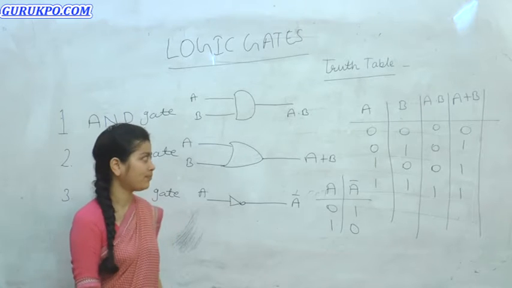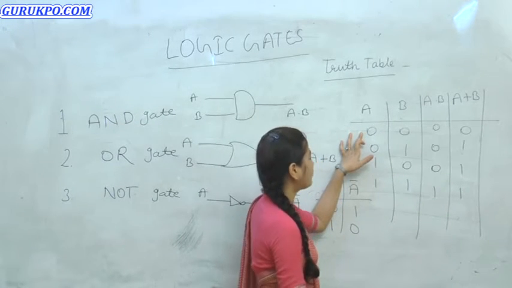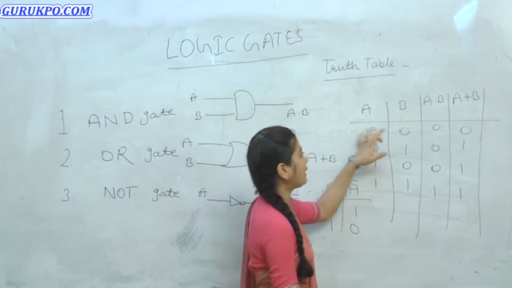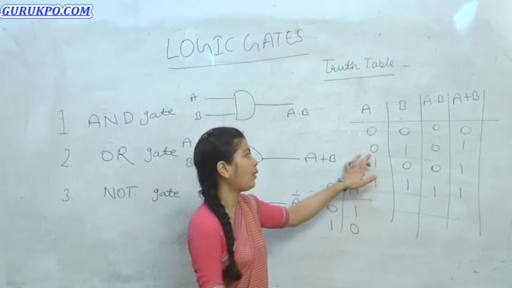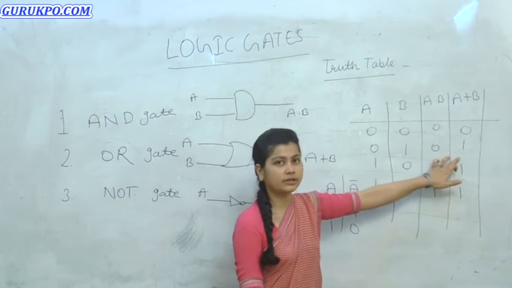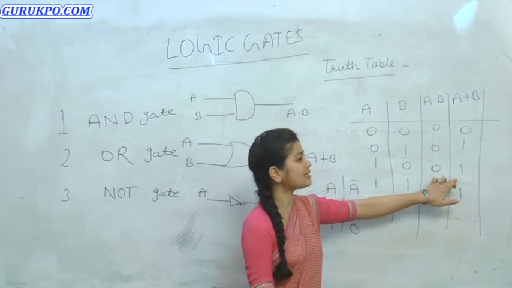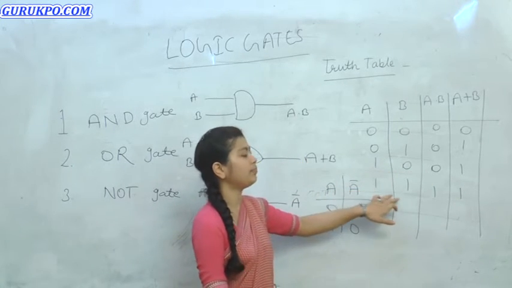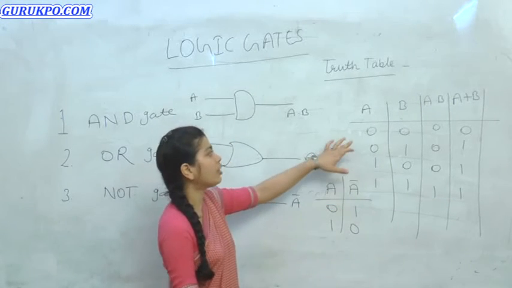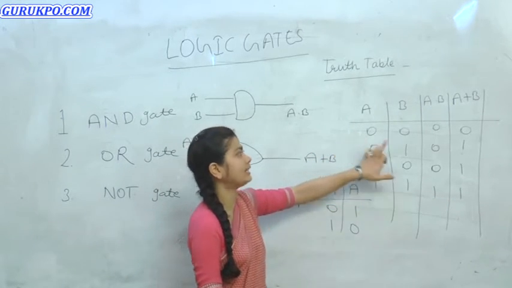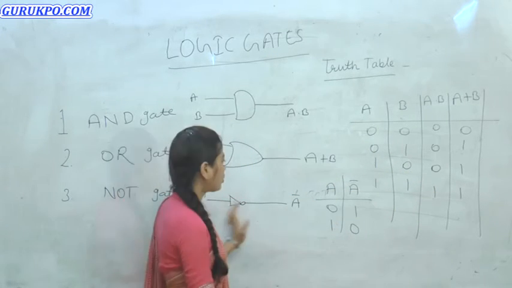is equal to 0. And in the OR gate, if the input A is 0 and the input B is 0, then the output is 0. And if A is 0 and B is 1, then the output is 1. And if A is 1 and B is 0, then the output is 1. And if A is 1 and B is 1, then the output is 1. In the OR gate, if any one of input is equal to 1, then the output is equal to 1. Otherwise, the output is equal to 0.